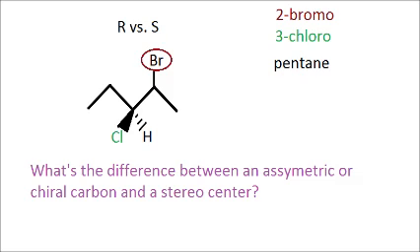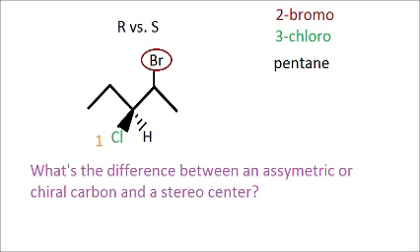So what is the difference between an asymmetric or chiral carbon and a stereocenter? Well, an asymmetric or chiral carbon has 4 different substituents attached to it. A stereocenter means that if you change any of the substituents, it will yield a stereoisomer.